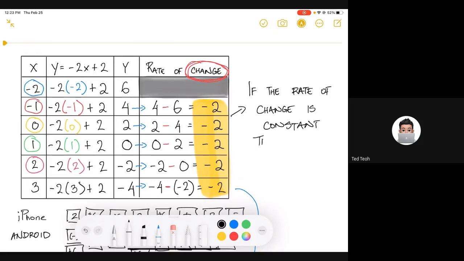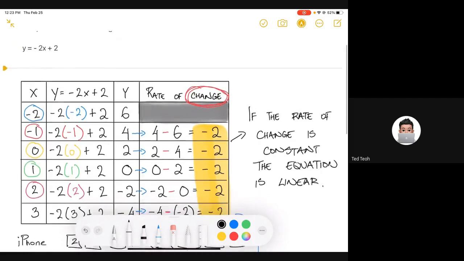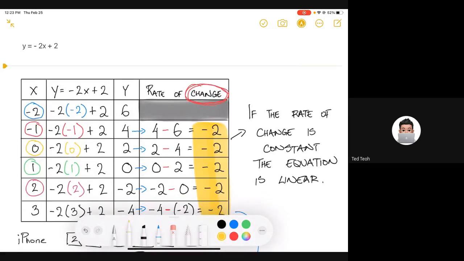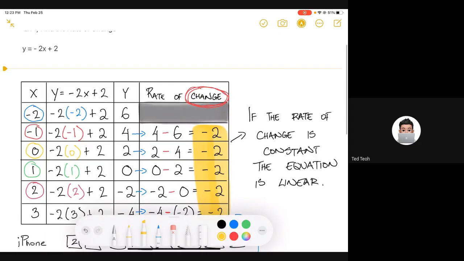So if the rate of change is constant, the equation is linear. And the word linear just means y equals mx plus b. It's a straight line. In fact, you're going to notice that the rate of change should always be your slope. So those numbers should always match if you did it correctly. And that's how you find the rate of change. Sometimes it's called the first difference.